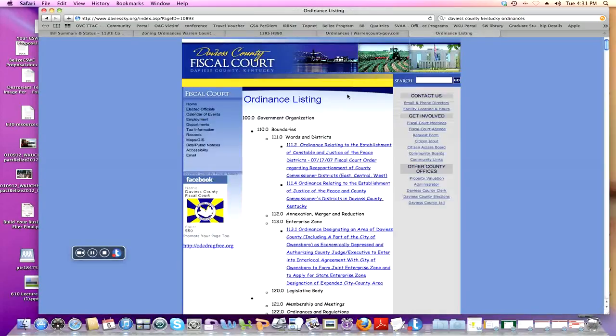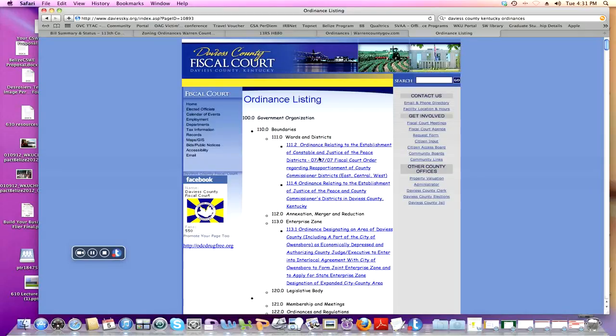But basically what you do is you search for your county, and usually it's your county.gov. But you could just Google Daviess County, Kentucky ordinances, and here's what you get. Here's an ordinance listing of all the ordinances in the county. Now, counties are responsible for such things as schools, sheriffs, roads, electricity, utilities in general, zoning laws. So that's the kind of things counties are in charge of.